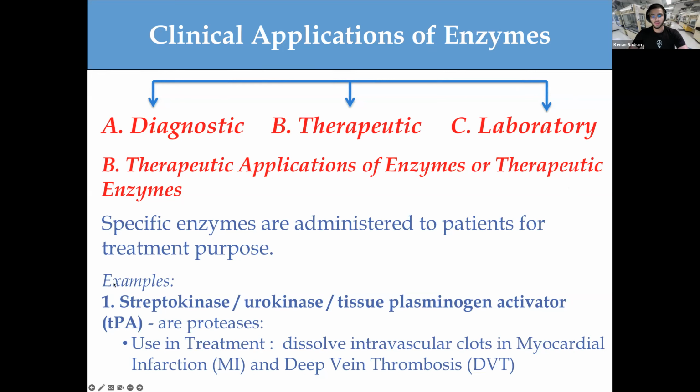So we use enzymes to treat it. We use either streptokinase, urokinase, or TPA. These are proteases, proteins that break down the clot that's formed, because we know the clot contains fibrin, which is a protein. To break down the fibrin clot, we use its opposition, which are proteases. So it is used in treatment to dissolve intravascular clots in MI or deep vein thrombosis.